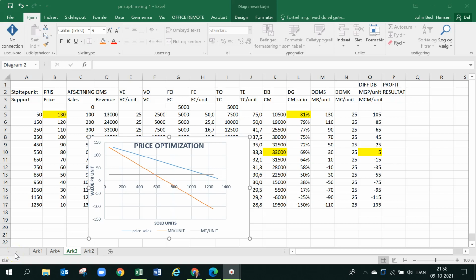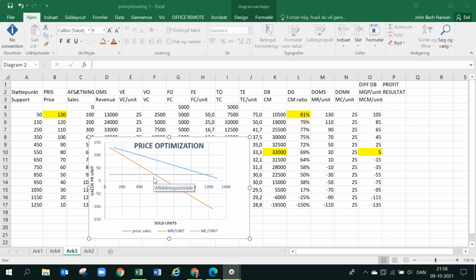So here we can see that there are, up till now, two ways of getting an impression of what price you should go out in the market with for the customers in order to create the biggest profit, the biggest contribution margin. In the table, we saw the total and the marginal method. And in the diagram, we also found a solution.